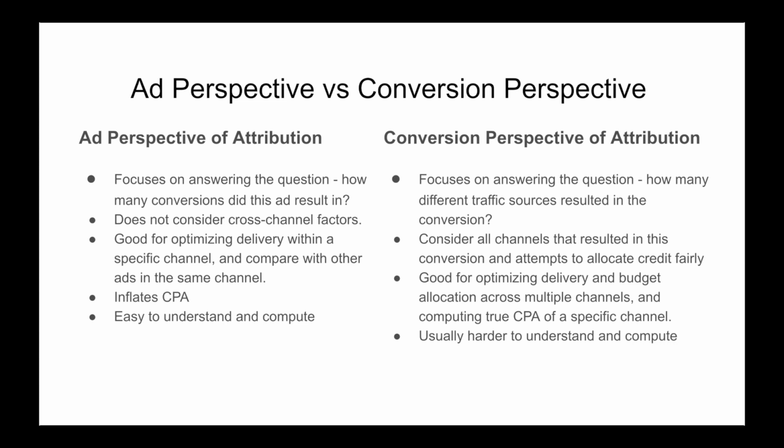And it's in general easier to compute because you can probably have these numbers readily available in your advertising platforms like Google or Facebook. On the other hand, the conversion perspective attribution is a little bit more complex. It focuses on answering the question, how many different traffic sources have resulted in the conversion? And it considers all channels that have resulted in the conversion for this ad and attempts to allocate credit fairly on the day of conversion.